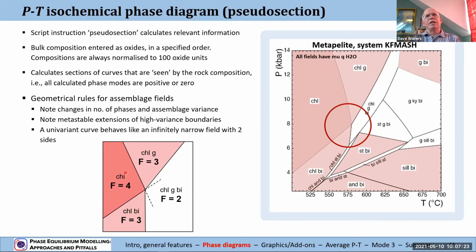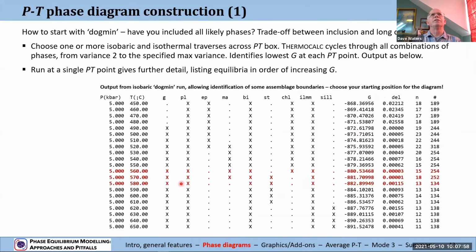And you'll notice that there are metastable extensions for two of those boundaries, which penetrate into the low variance field. But the two boundaries that are relevant to that low variance field actually terminate at that point there. That's something you need to be aware of, because it means that if you're following a boundary like this, you can enter a field here without knowing it. If you're following that boundary, it becomes metastable. So this is one of the things you need to be alerted for, particularly in Thermocalc when you're calculating these kinds of diagrams. Next question, I guess, is how do you start?